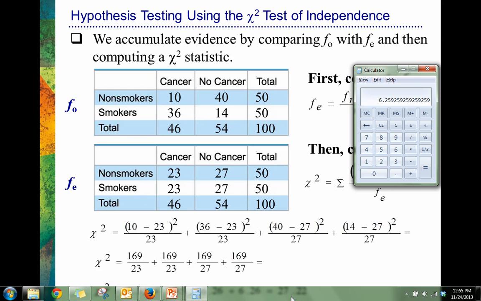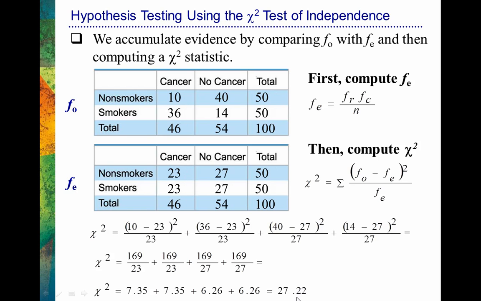Let's just verify that. So we've got 7.35 plus 7.35 plus 6.26 plus 6.26. That equals 27.22. So that's our chi-square value. All right, so now we know what the actual chi-square value is.